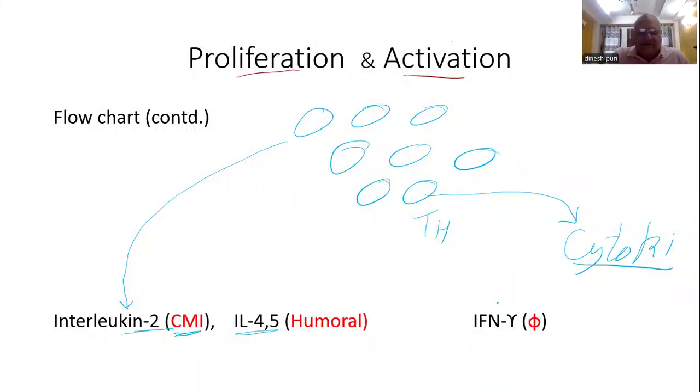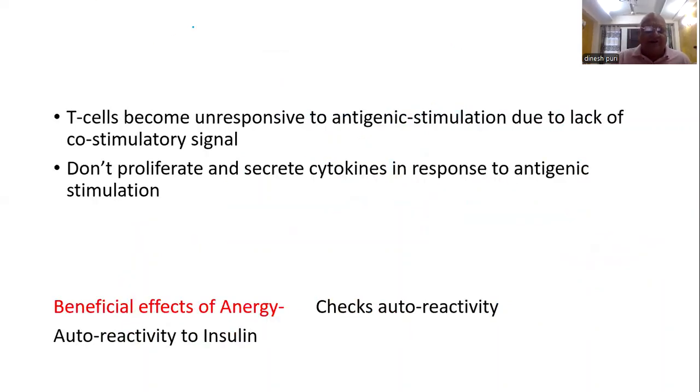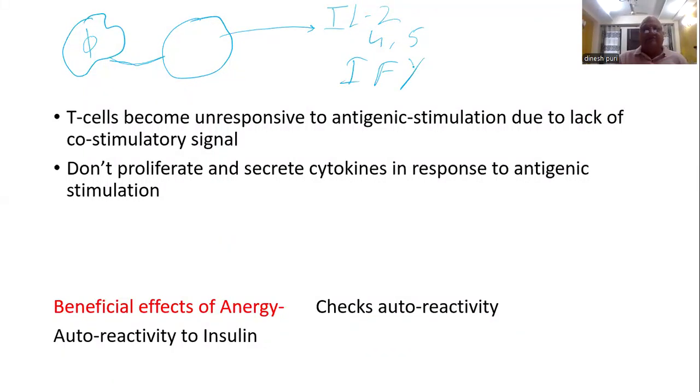Interferon gamma secrete होता है, which stimulates the macrophages. तो अगर co-stimulatory signal missing है, तो फिर क्या होगा? The full stimulation, I'm going to draw in a rough figure, ये T helper cell है, ये macrophage है, तो अगर co-stimulatory signal नहीं है, the activation of this will not take place and it will not be able to secrete interleukin 2, 4, 5, interferon gamma. And as we have seen, various wings of immune response will be adversely affected. So T cells become unresponsive to antigenic stimulation due to lack of the co-stimulatory signal B7, CD28. They do not proliferate and secrete cytokines in response to antigenic stimulation.